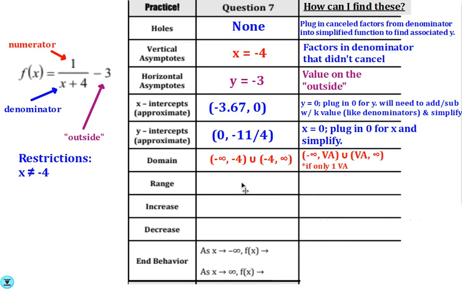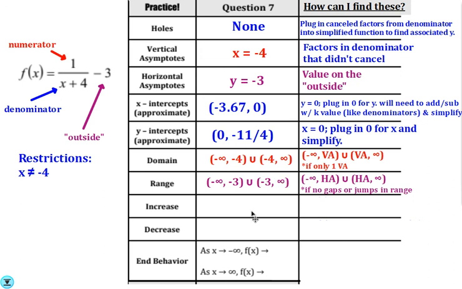Your range is still going to follow the same guideline as before. I'm going to have everything from -infinity up to my horizontal asymptote at -3. I'm going to skip over -3 and move up to the top, which is what that says there. So -infinity to -3, union -3 to positive infinity.